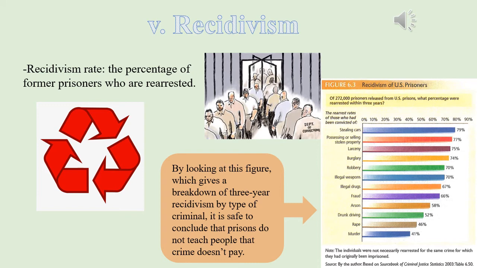For people sent to prison for crime and violence, within just 3 years of their release, 2 out of 3 are rearrested and half are back to the prison. And here is the figure that shows the rearrested rate. By looking at this figure, which gives a breakdown of 3 years recidivism by type of criminal, it is safe to conclude that prison does not teach people that crime doesn't pay.